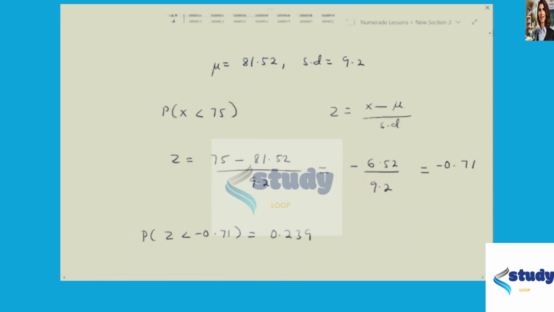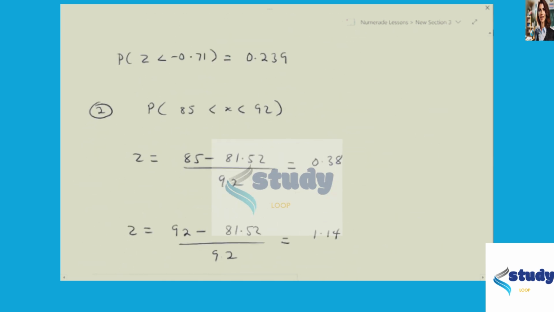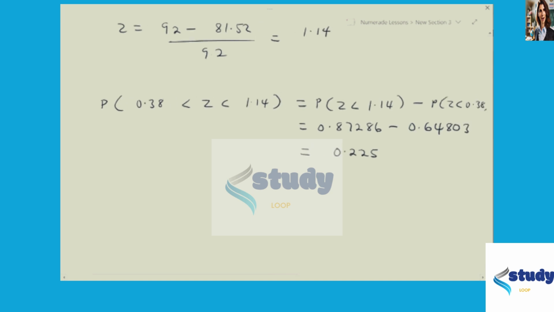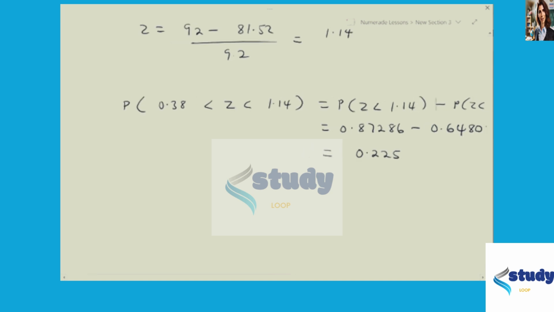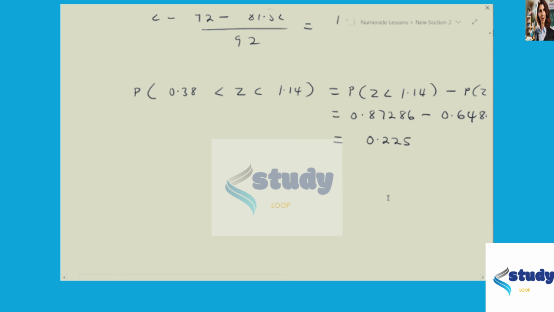Okay, let's go over how we found z less than 1.14. We look for z that is 1.1, then where it meets with 0.04. Okay, that will give you the value.